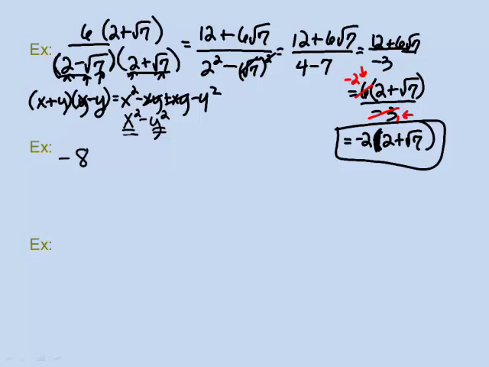Let's look at this problem. Negative 8 divided by the square root of y plus 4. First step, notice that the denominator does have addition in it and there's a radical in the denominator.